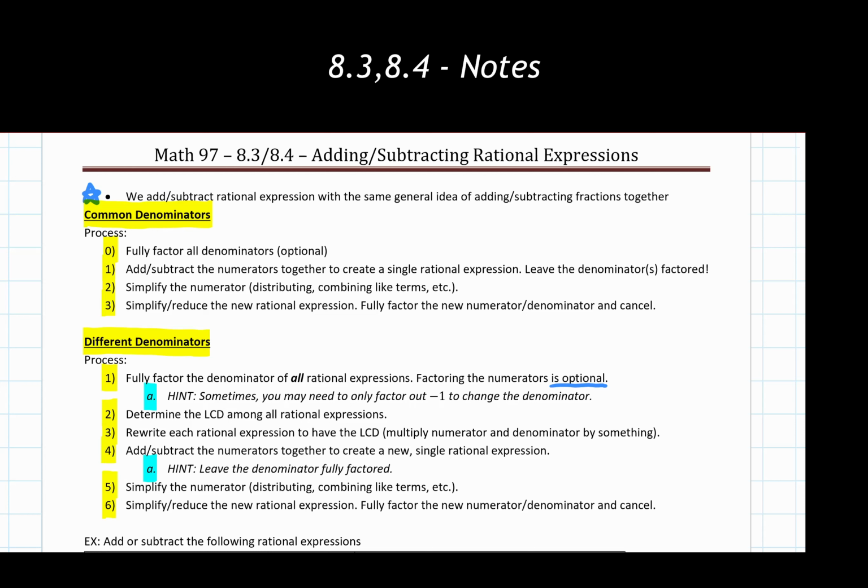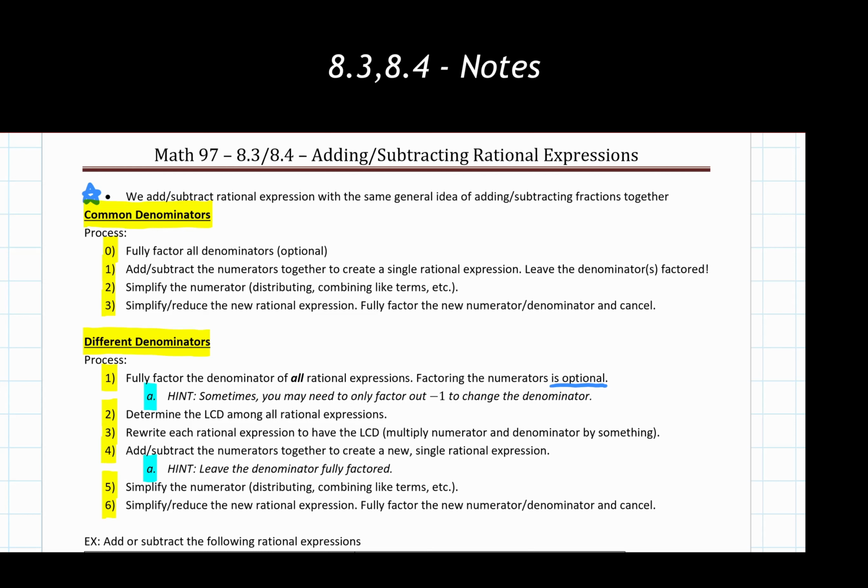In step 2, we need to determine the lowest common denominator amongst all rational expressions. Think back to when we were just adding or subtracting basic fractions together. We need to make sure the denominators are the exact same, or we have these common denominators. That's the only way I can add and subtract fractions together. That's the only way I can add and subtract rational expressions together. So we go through and determine what's the lowest common denominator between every single rational expression in this given problem.